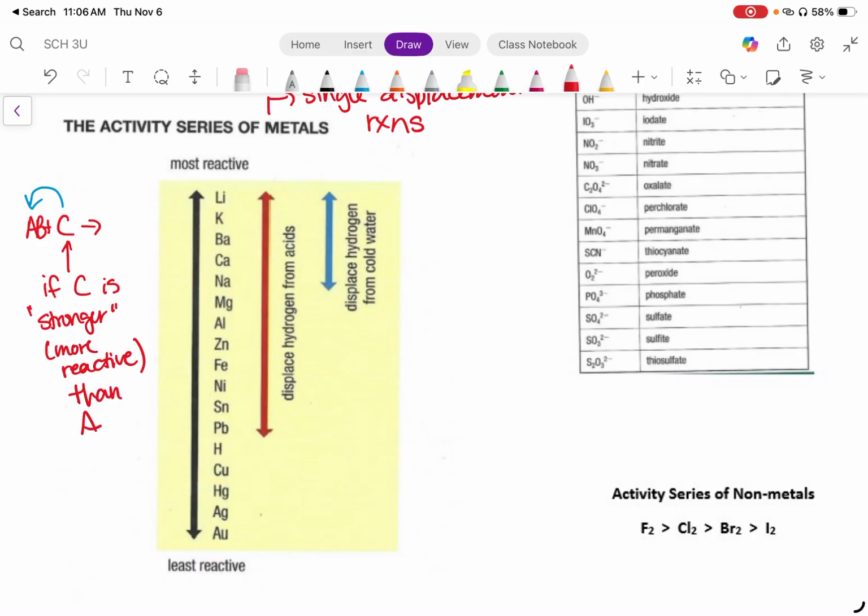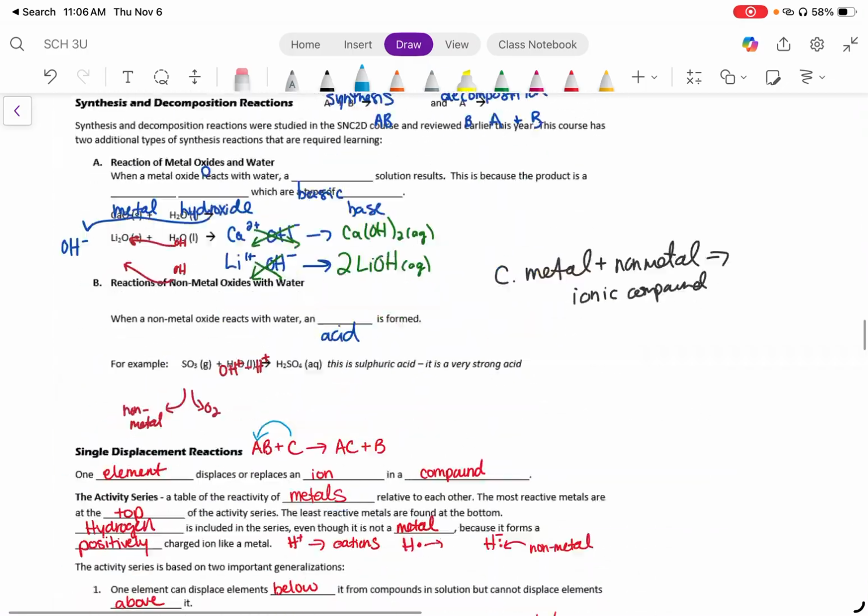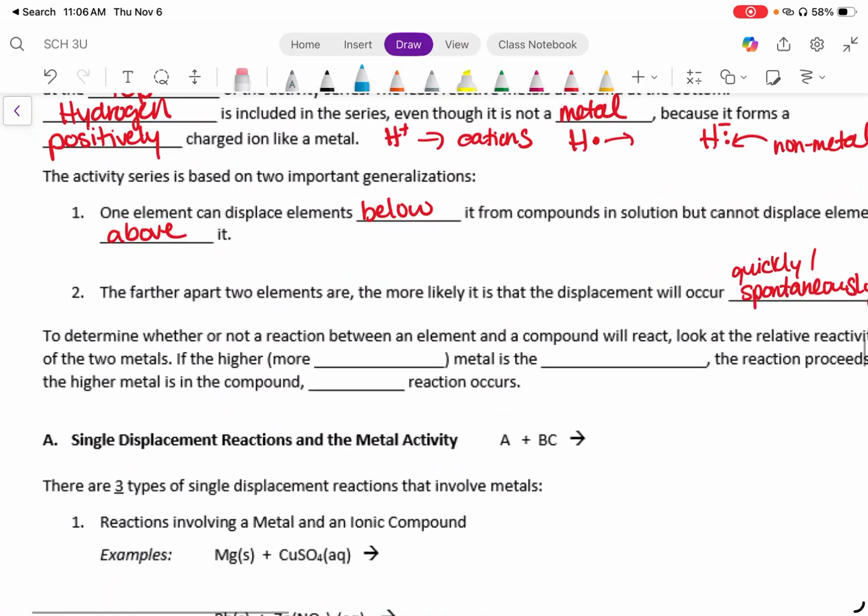So for example, if C was iron, and if our A was hydrogen, the reaction would occur because our C would be higher than our A. Conversely, if I had lead as my C value and magnesium as my A value, no reaction would occur because my C is not more reactive than my A. And we'll go through some practice of that in a minute.